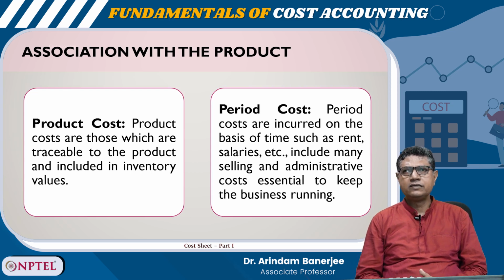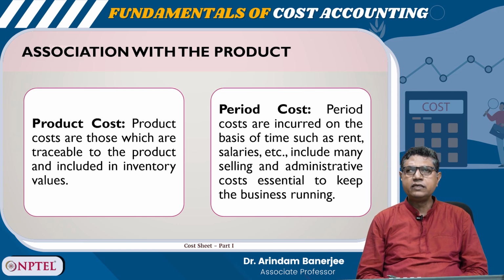Association with the product, so it can be classified into two. The product cost. Product costs are those which are traceable to the product and included in inventory values. Period cost. Period costs are incurred on the basis of time, such as rent, salaries, etc. They include many selling and administrative costs essential to keep the business running.